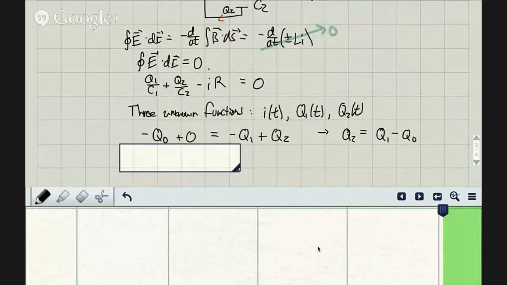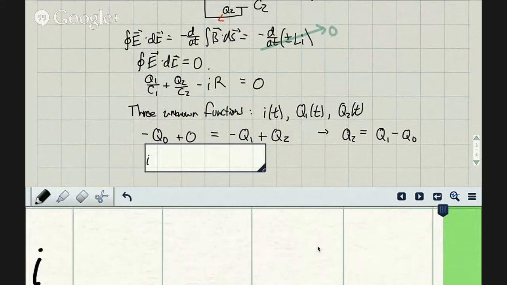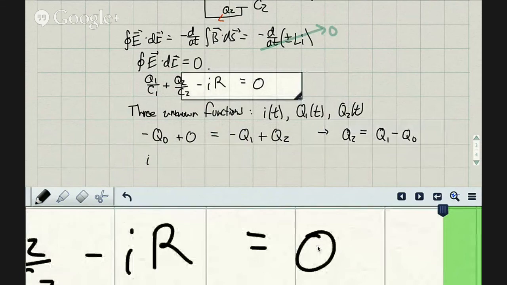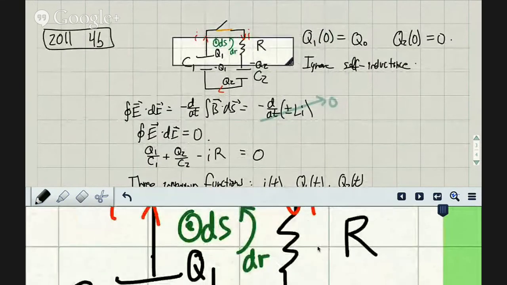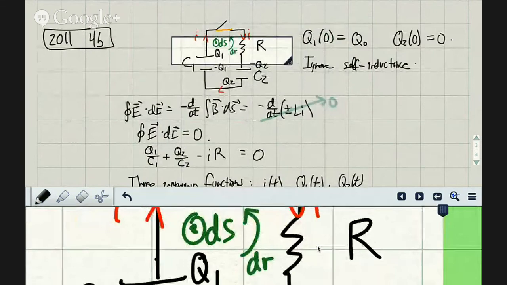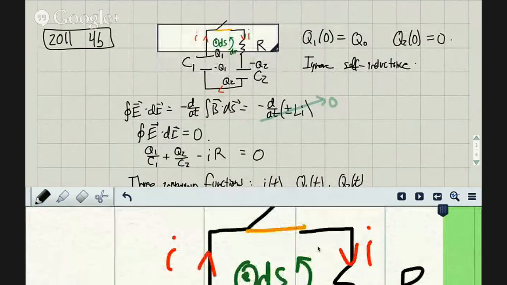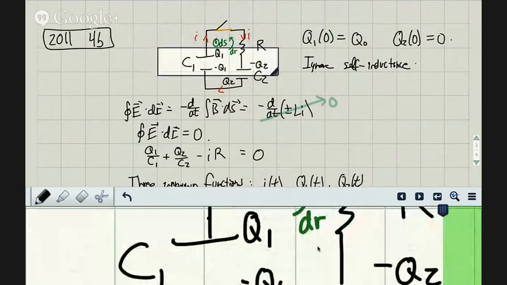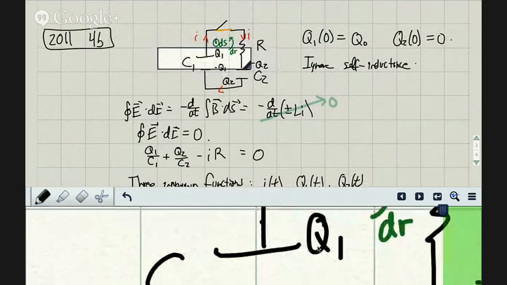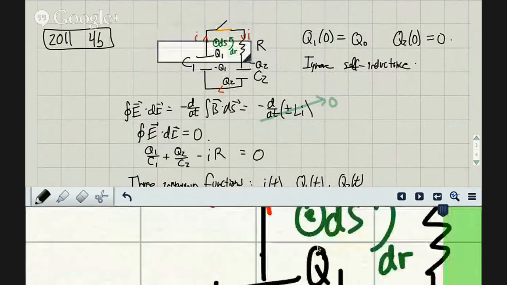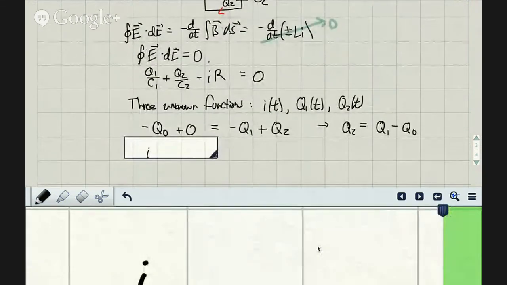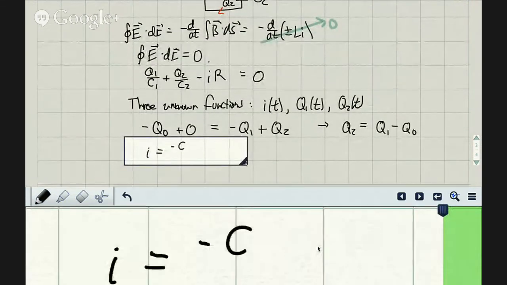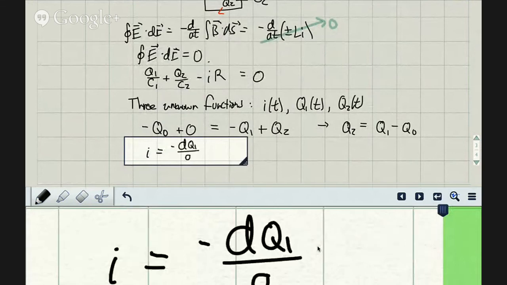All right, so this current I is the next order of business. Now we have a relationship between the two charges. What's this current I? We have this current I here, which is coming out of this capacitor plate. So the rate at which Q1 changes, it's going to decrease, right? That's going to cause an increase in this current here. And so the relationship is I being negative dQ1 over dt for the discharging case.